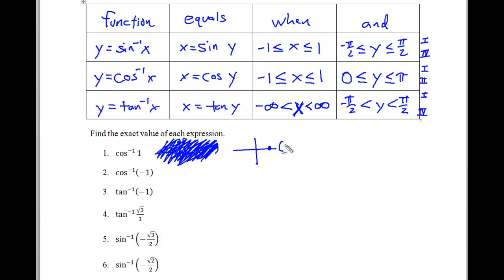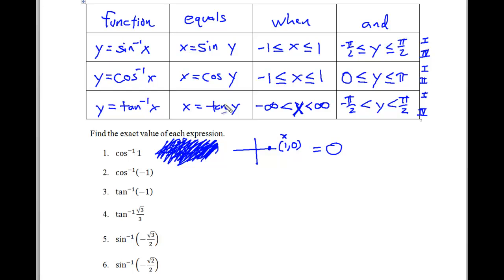This point is 1, 0. So at how many degrees or radians, and in this case all of these answers are going to be radians, how many radians will I be at when I'm at the point 1, 0? Because this is 1 for my x on cosine. And so the answer to this problem will be 0. That's right, that's going to be 0 because that is going to be 0 radians when cosine is 1.